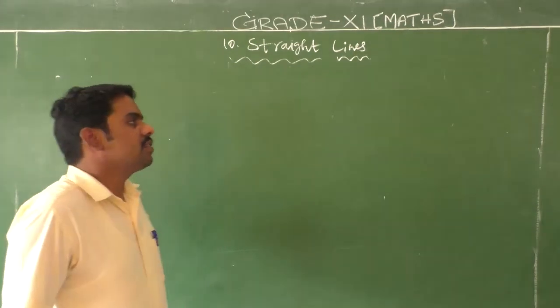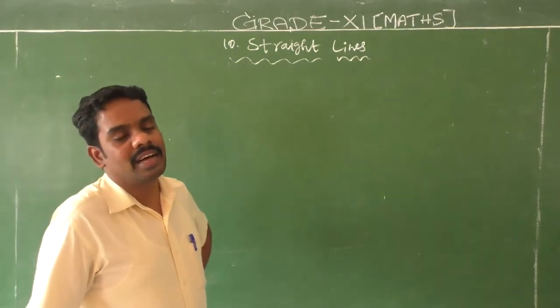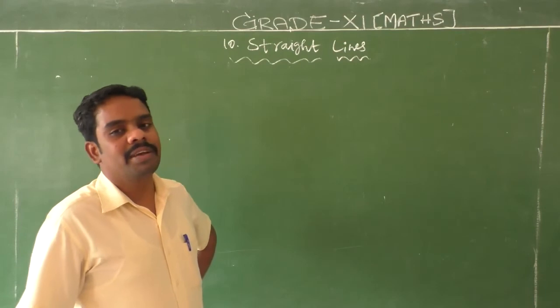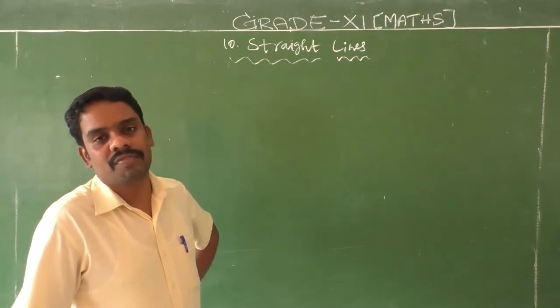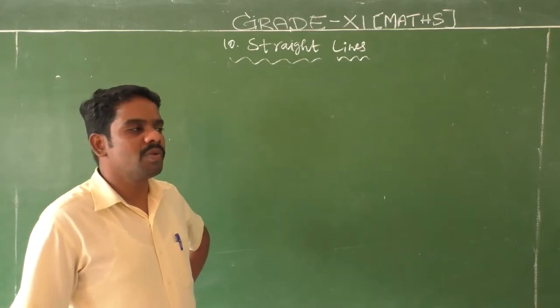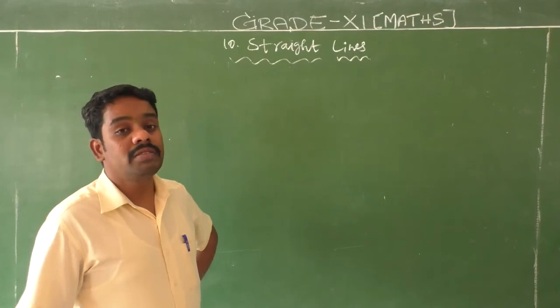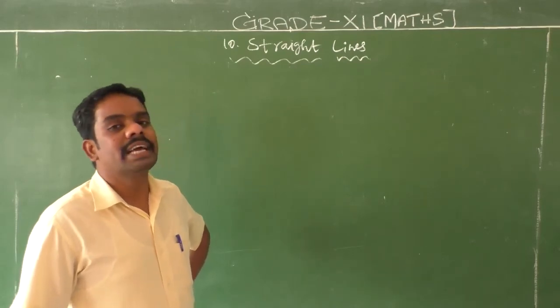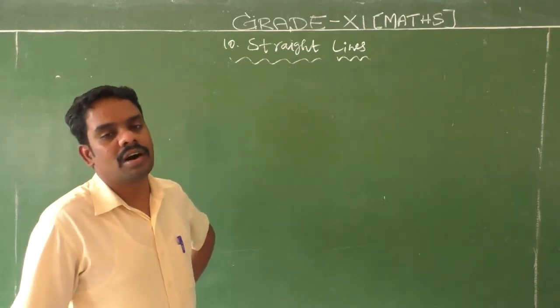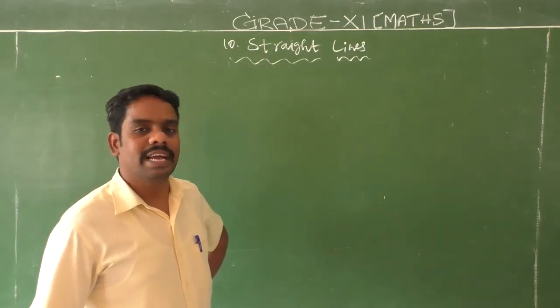Right. Next one, slope of the line. Inclination of a line is theta and the slope of the line m is equal to tan theta. The slope of the line passing through the 2 points (x1, y1) and (x2, y2) is m equal to (y2 minus y1) divided by (x2 minus x1), or (y1 minus y2) divided by (x1 minus x2).